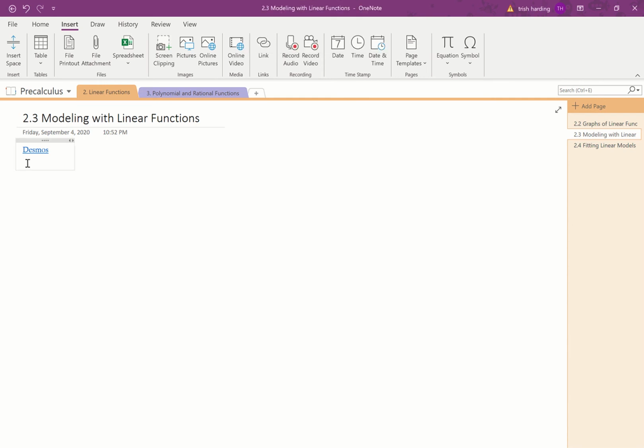So today we are going to be working on 2.3, that is chapter 2, section 3, modeling with linear functions. This is about those really bulky word problems that just drag on and on. This is mainly about how to break them down.